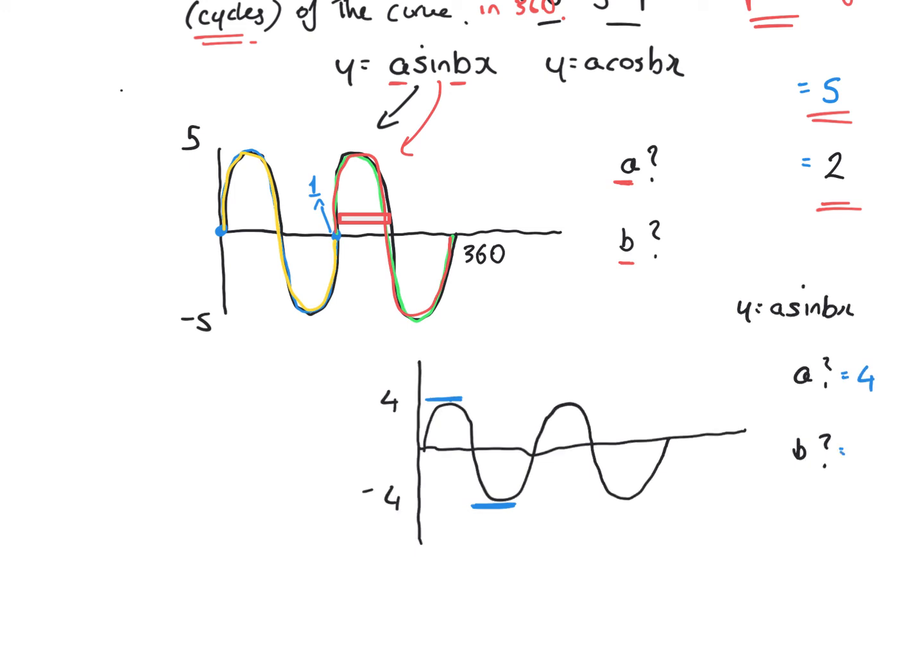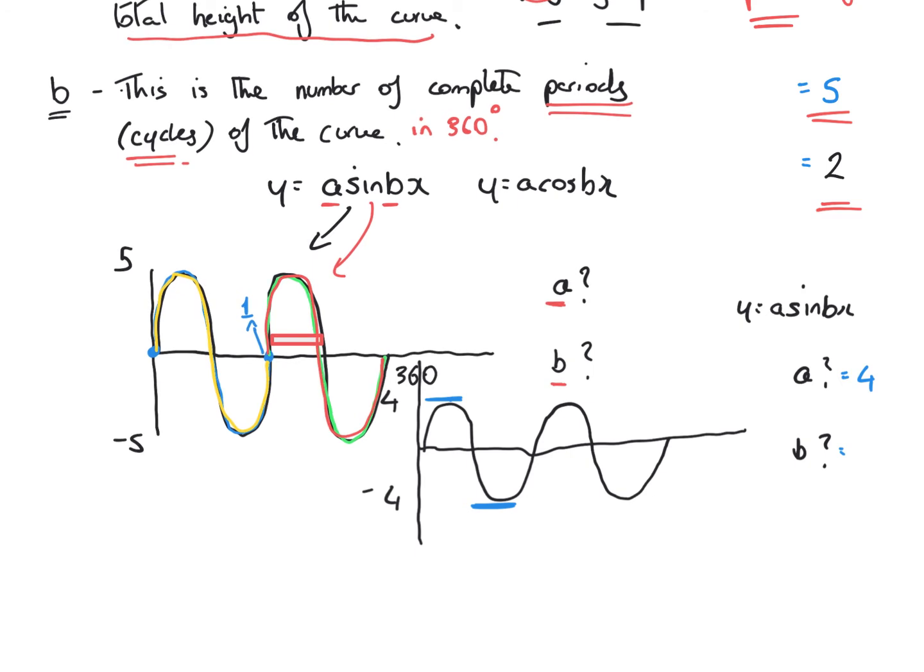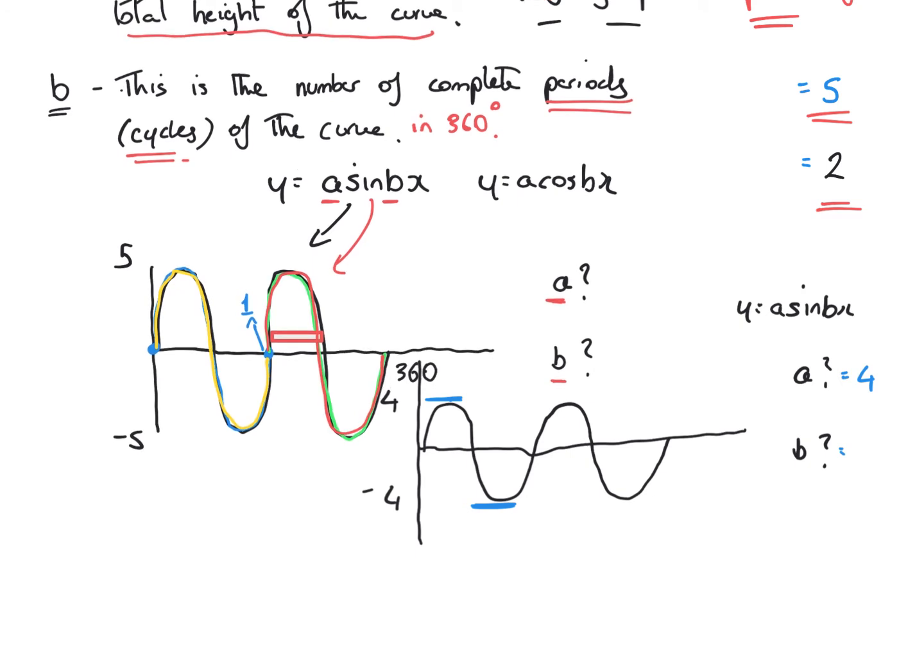What's b again? Let's go back to the note. b is the number of complete periods, the number of complete cycles of the curve in 360 degrees. So let's see. There's one complete cycle of the curve. How do we know? Because it starts to repeat itself again. And there's a second complete cycle in 360 degrees. Therefore, b is equal to 2.